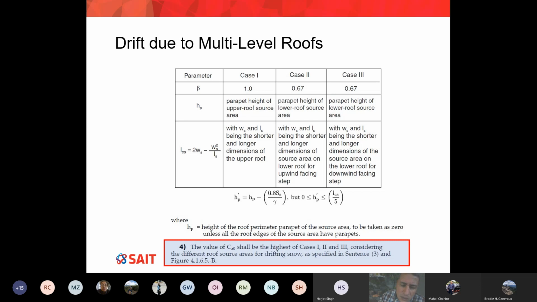And look at this equation. It tells you minimum is zero, maximum is L_CS over 5. What I'm saying here is, if you find out that this number is negative, no, you have to use zero. And if it exceeds this number, let's say L_CS is equal to 20, so 20 over 5, that's 4. If your H_P dash is less than 4, great. If it's more than 4, then you need to stick to this condition and use 4 as a maximum.